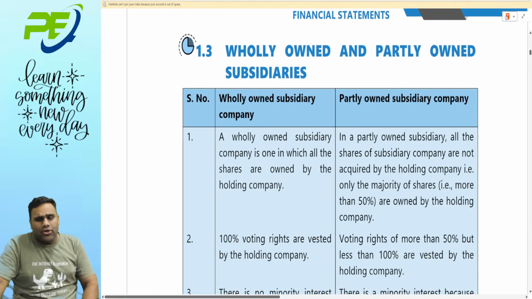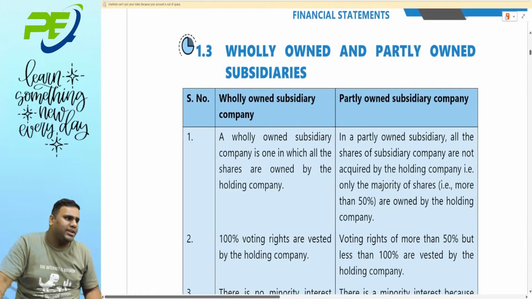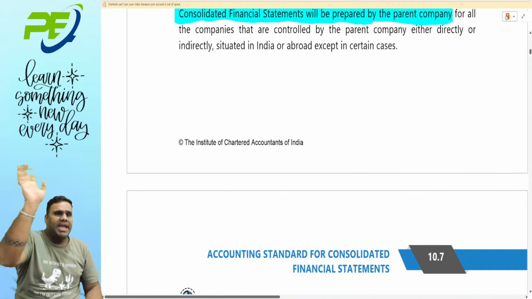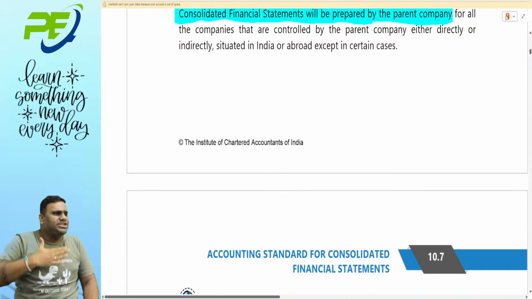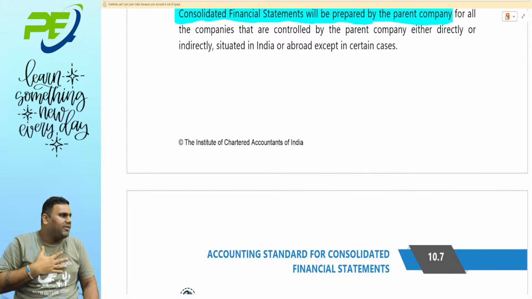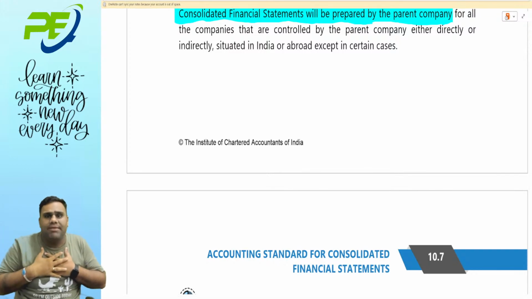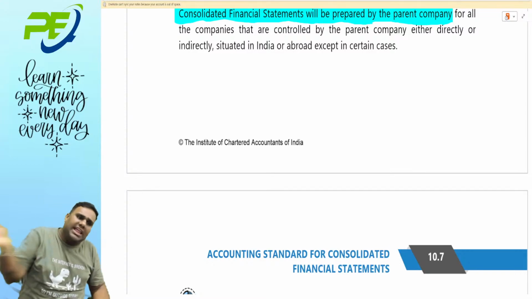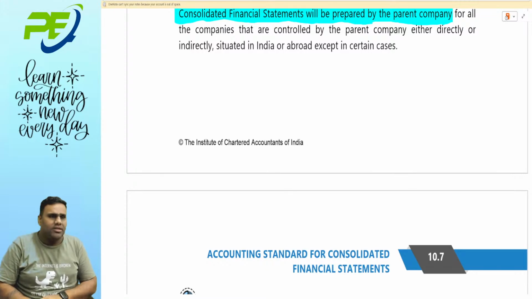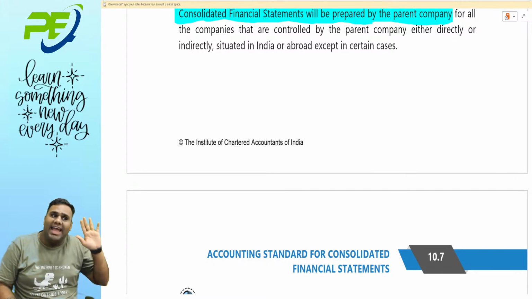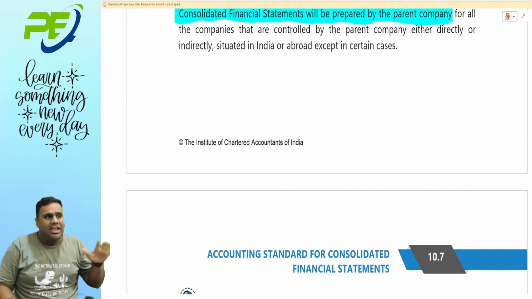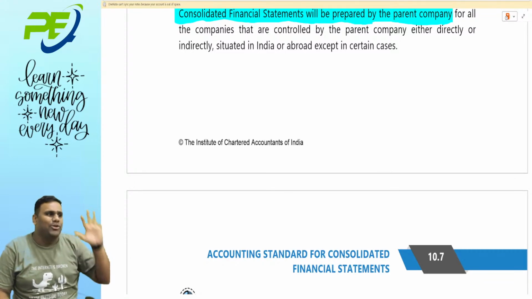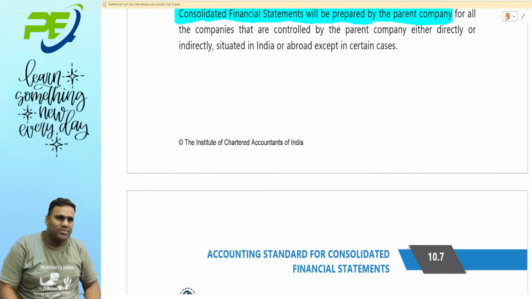Now, wholly owned subsidiary, partly owned subsidiary. What is the difference? In a subsidiary, if 100% shares I am having, then it is a wholly owned subsidiary. But if I am having less than 100%, then partly owned subsidiary. 99? Partly owned. 99.5? Less than 100 is partly owned. But there is a challenge.